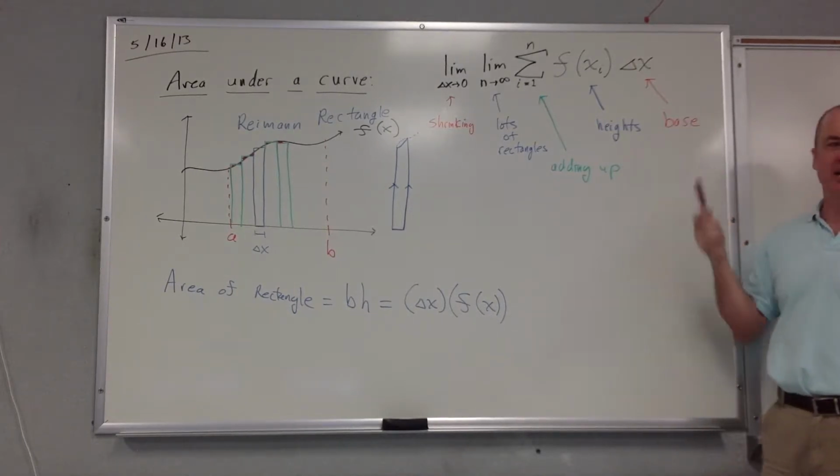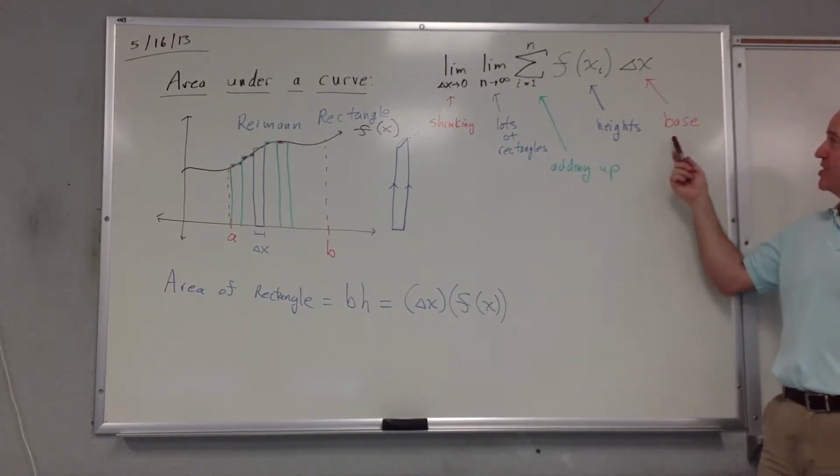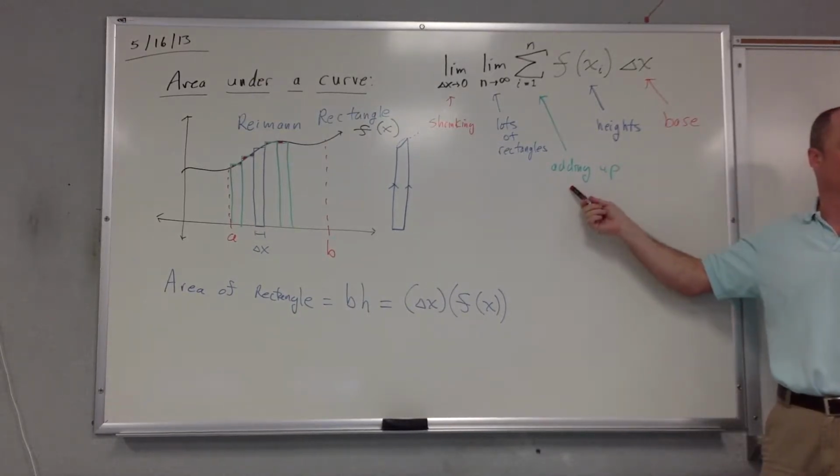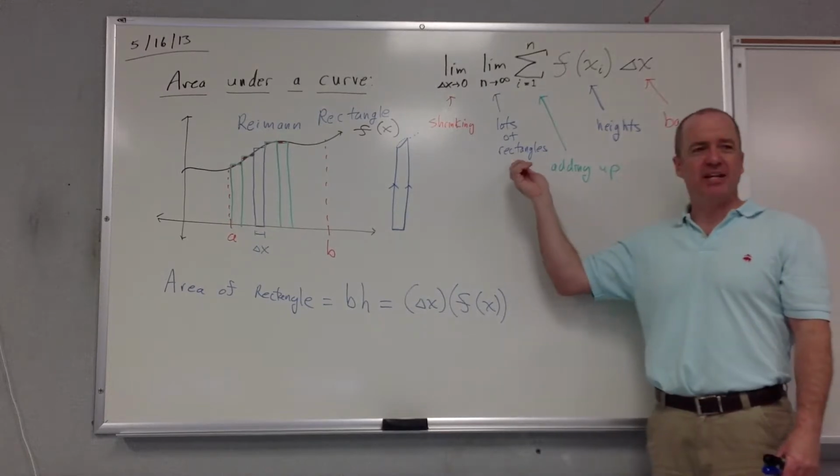And then it's just a base times a height. So I think it's easier to go the opposite way and just say, okay, base times height. We know the area of a rectangle. Add up a bunch of rectangles. We've done that before in geometry. Add up an infinite number of them.